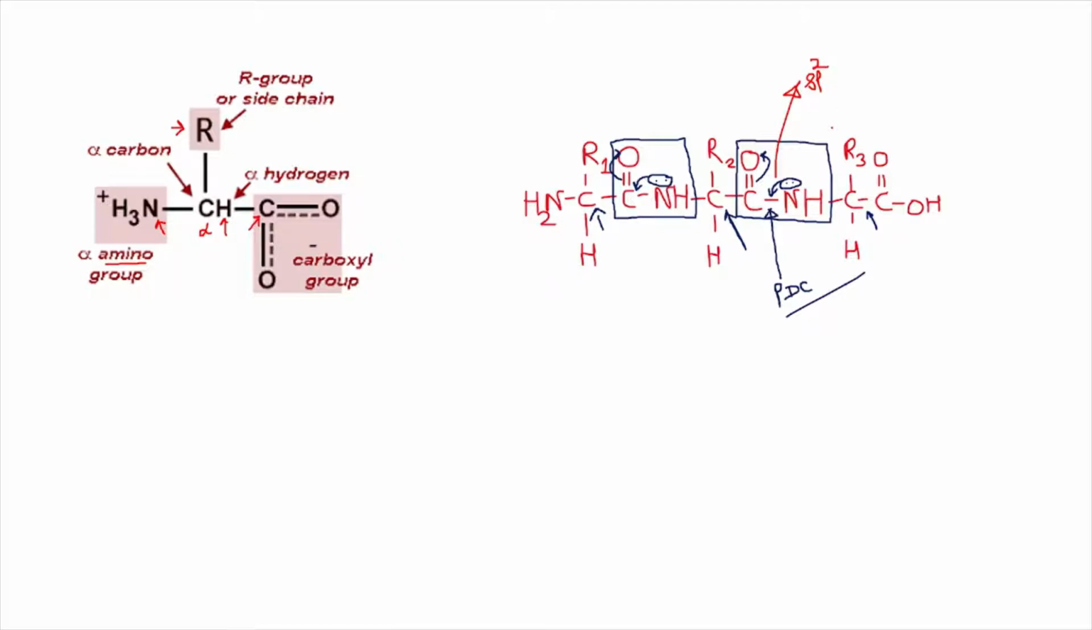So the carbon nitrogen bond, because of the presence of resonance, is shorter than all the other single bonds. So it is much shorter in length. The bond length is much shorter.